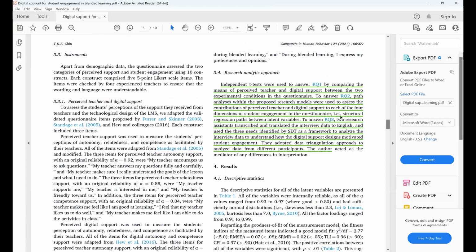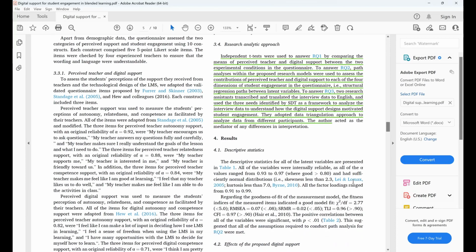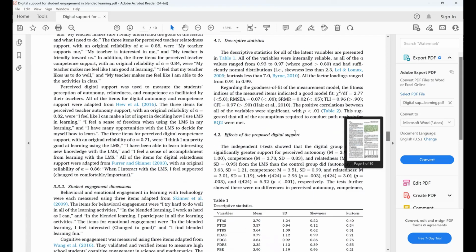Again, in this part, I think it's very important that we make sure the reader understands how we analyze the data for each of the questions. You can see again the signposting, so RQ1, RQ2, RQ3 is very important. You can see that they talk about each of the methods and how they analyze it, how they cook it. So it's very important.